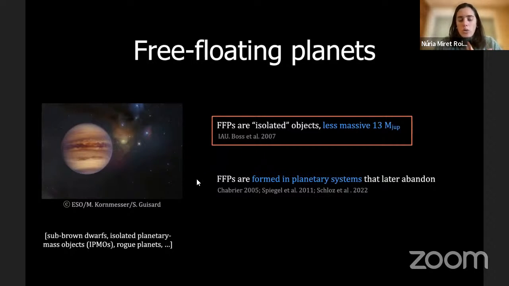Also, just to illustrate a bit of the controversy about these objects, we don't even agree on the term to name them, and alternative names have also been suggested in the literature. For instance, here you have some examples: brown dwarf, isolated planetary mass objects, rogue planets, etc. I think free-floating planets is the most used lately, but just so you know, all these terms in principle refer to the same type of objects that I'm talking about.